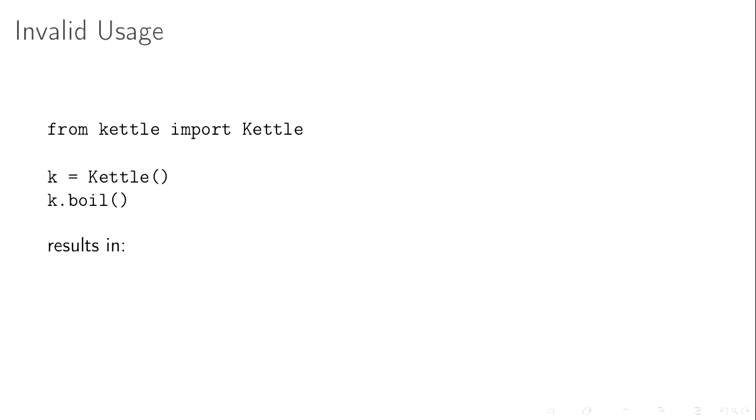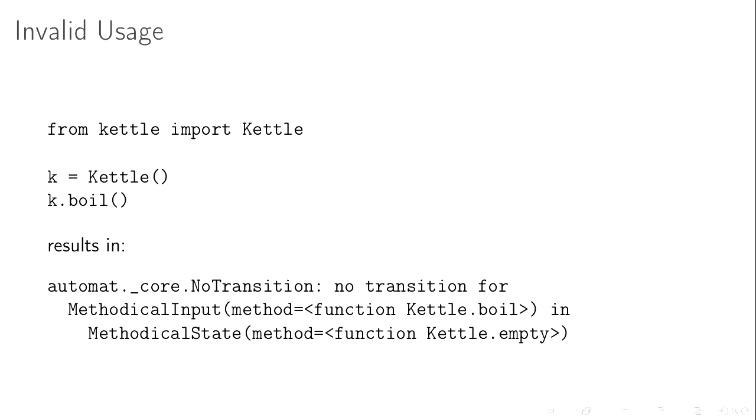If we try to run it in a different way, so we instantiate our kettle, and the initial state of the kettle is empty, and then we go straight to boiling it, we know that that's invalid because we haven't filled it with any water. And that results in an exception. I've cleaned up some of the exception just for readability purposes, but the exception is saying that from the kettle.empty state on the last line, there's no valid transition to get to the boil state, to get to the full hot state. And all of that was done without us having to write any test code to make sure we're in the right state and getting the right inputs.